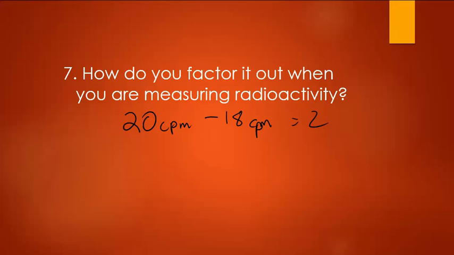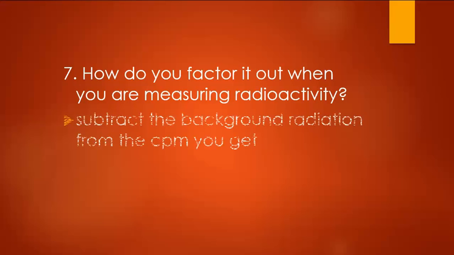Is it always 18? No, it's an average. So really what we would say if we got 20 is that you're not any more radioactive than the environment. Because sometimes it's 18, sometimes it could be 28, sometimes it could be 10. On average, it's 18. So you factor out the background radiation from the counts per minute you get.